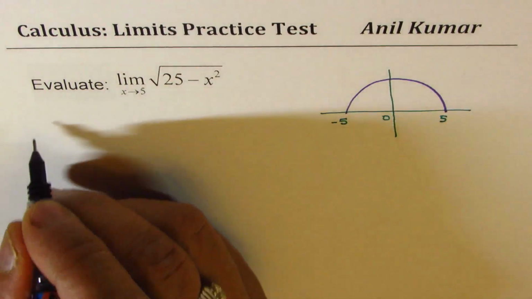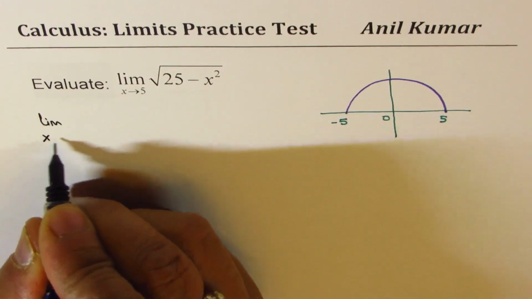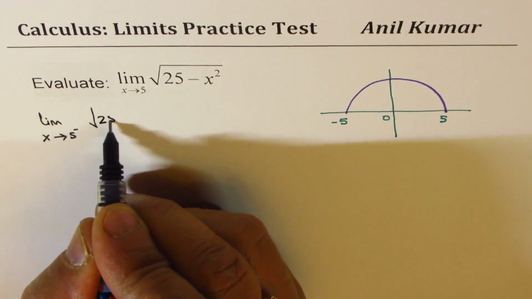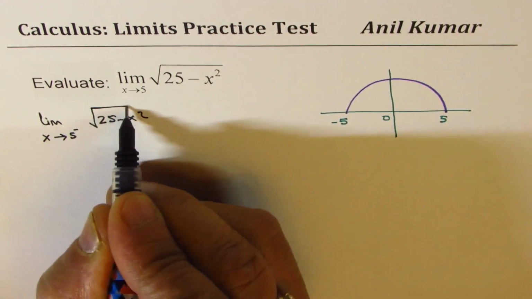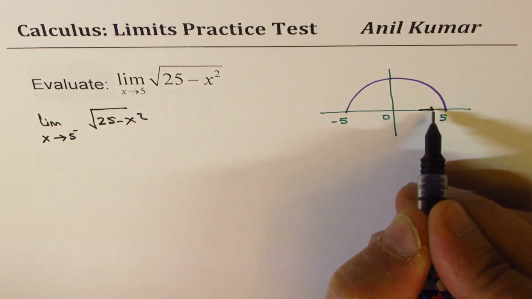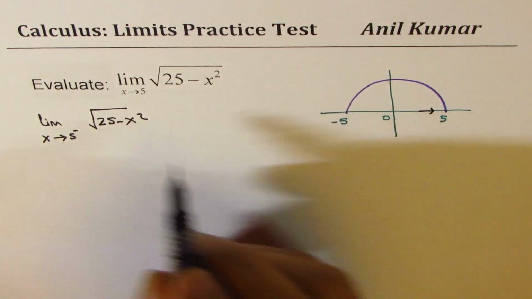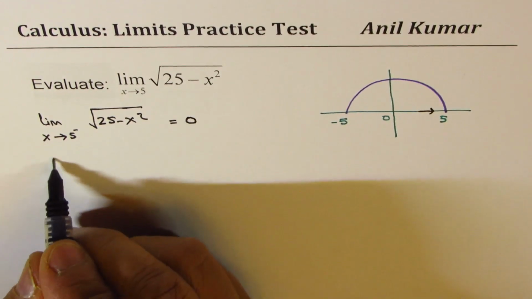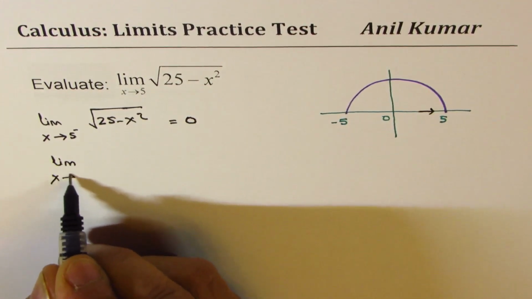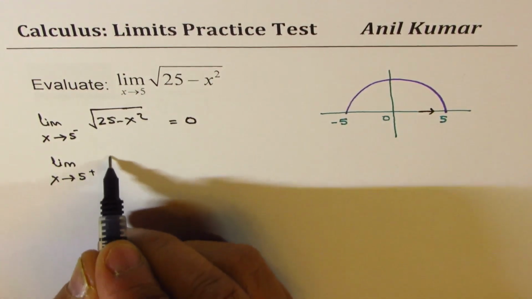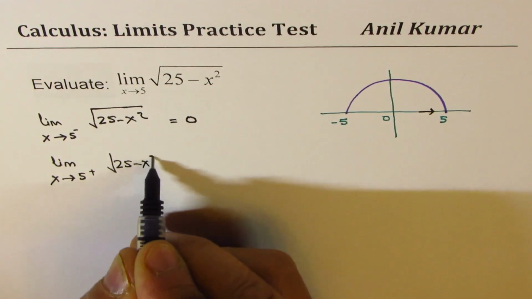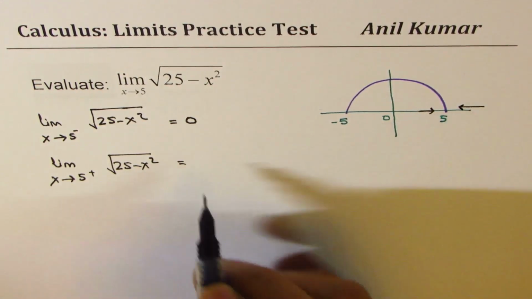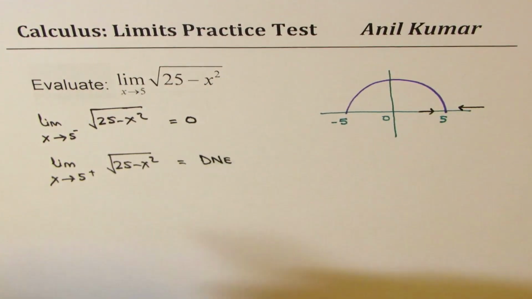So as you can see from the graph itself, what is the limit when x approaches 5 from the left side for square root of 25 minus x squared? Now if you are approaching from the left side, you are approaching the value 0, right? So this limit is indeed 0. However, what is the limit when x approaches 5 from the right side for square root of 25 minus x squared? Now when you approach from the right side, it does not exist, correct?